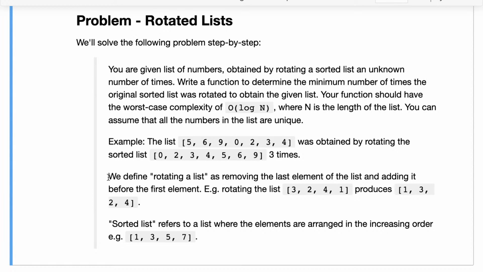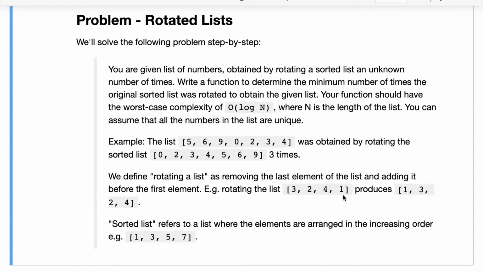For instance, here you can see that there's a definition. We define rotating a list as removing the last element of the list and adding it before the first element. For instance, rotating the list 3241 leads to removal of the last number and then placing it at the very beginning. So you end up with the list 1324. This is a new operation that we are defining. This is not something standard, but you will find that a lot of problems will define new terms or new operations so that it becomes easier for you to understand the problem. So that's rotating a list.